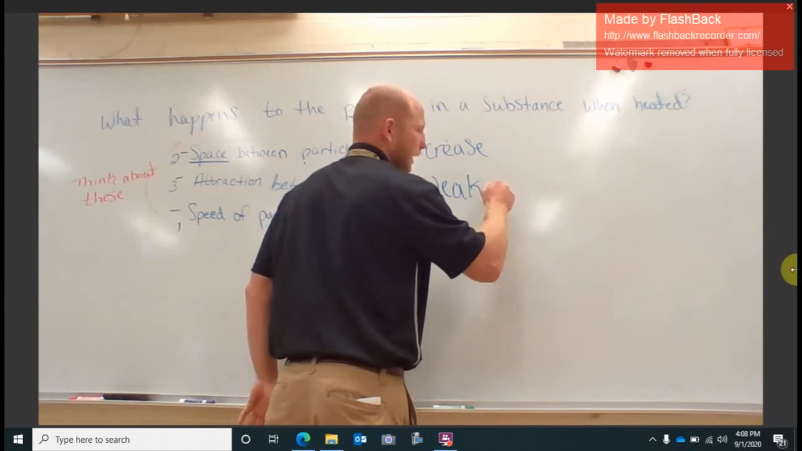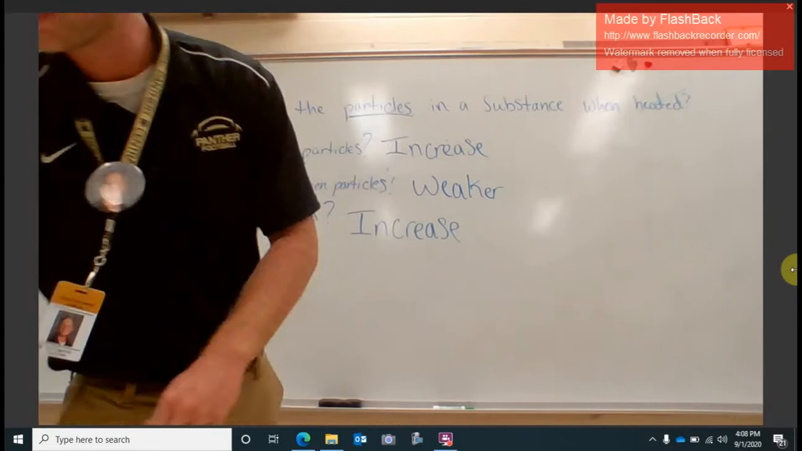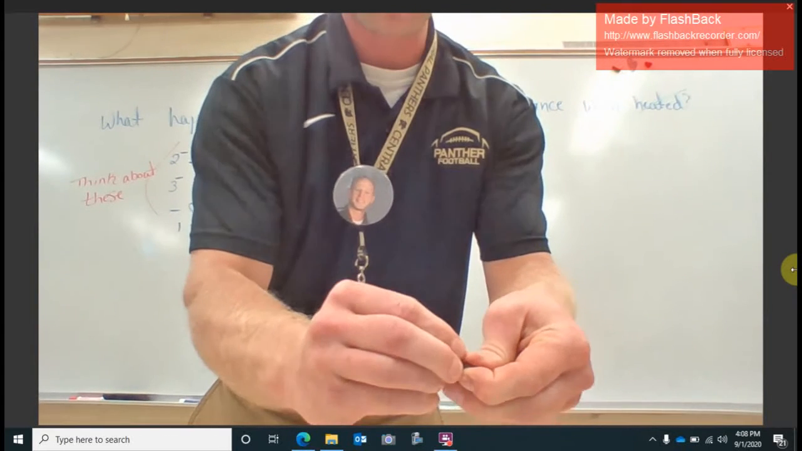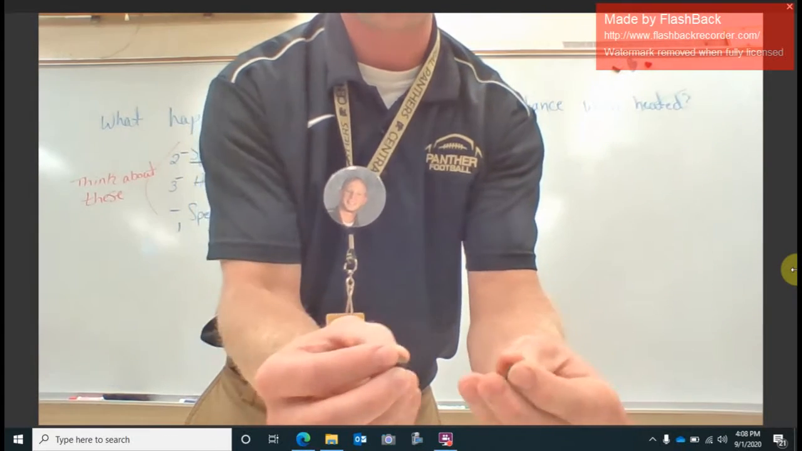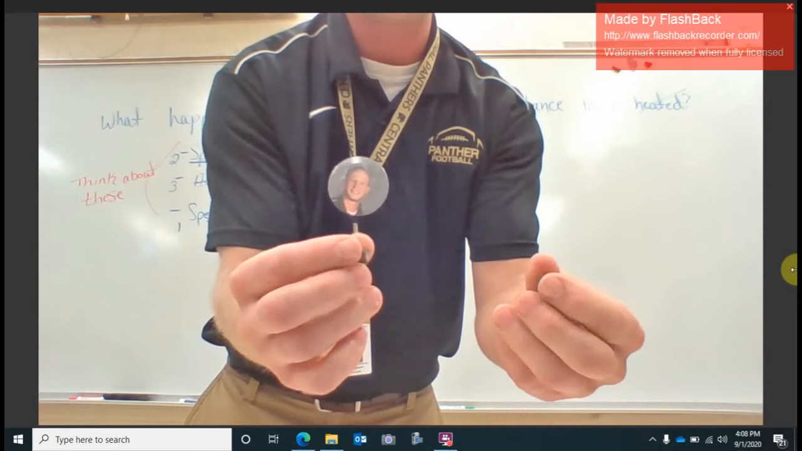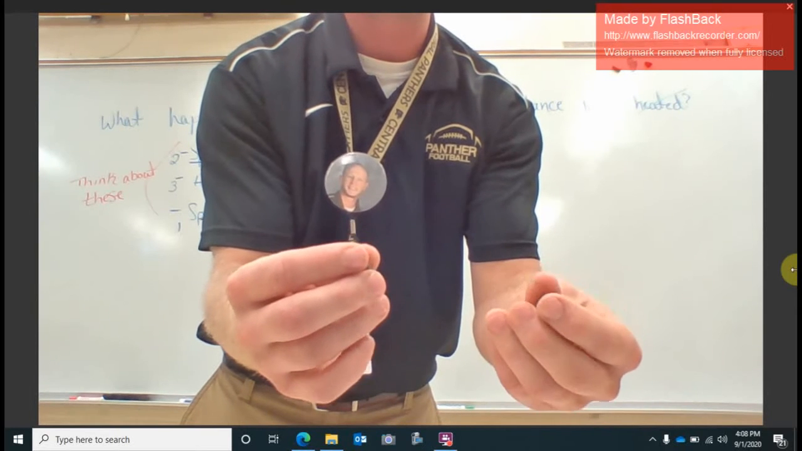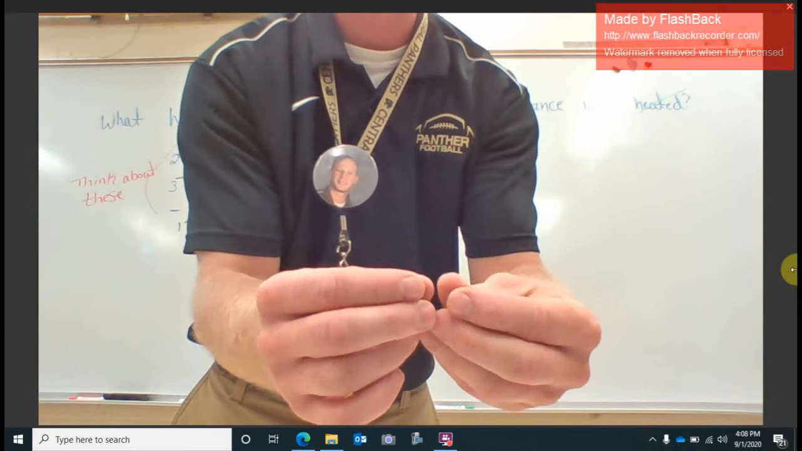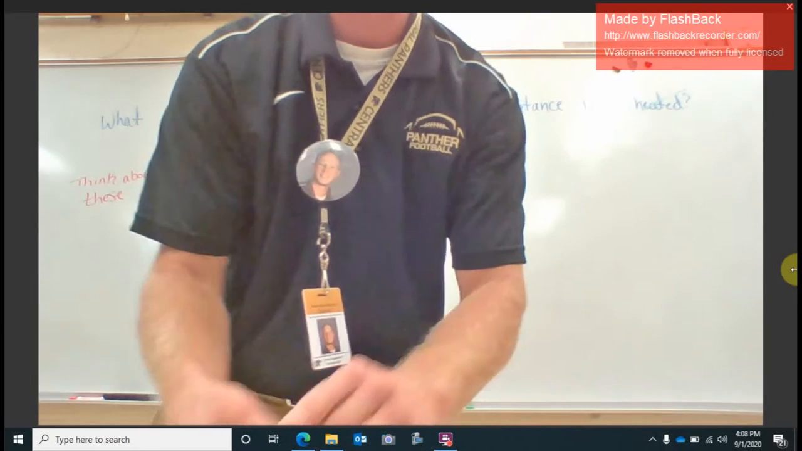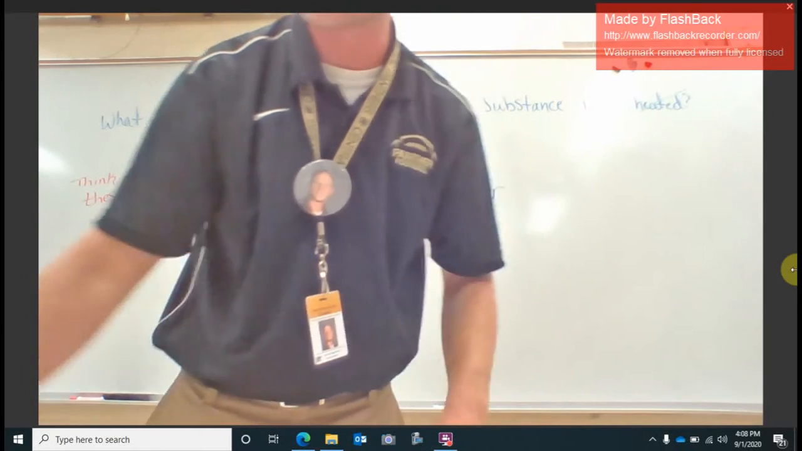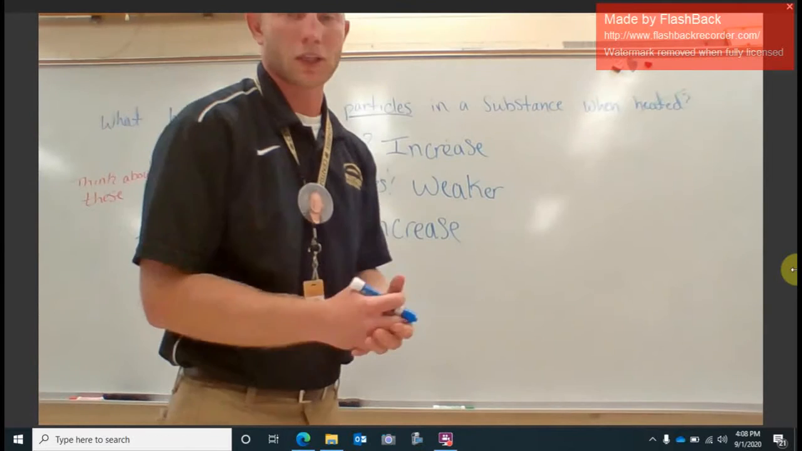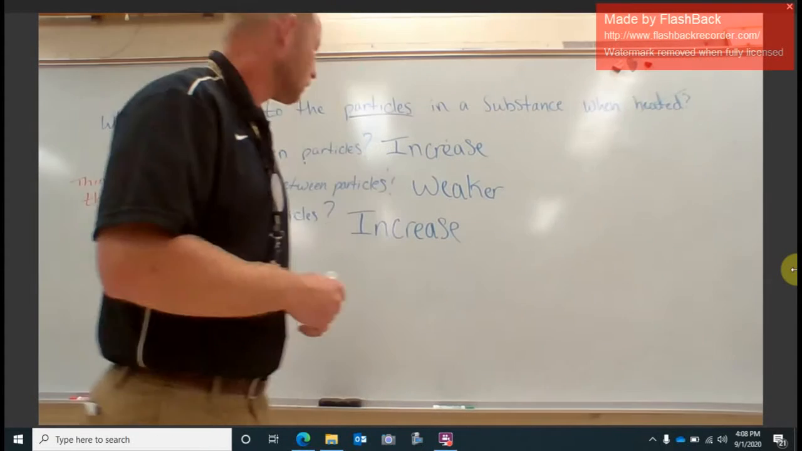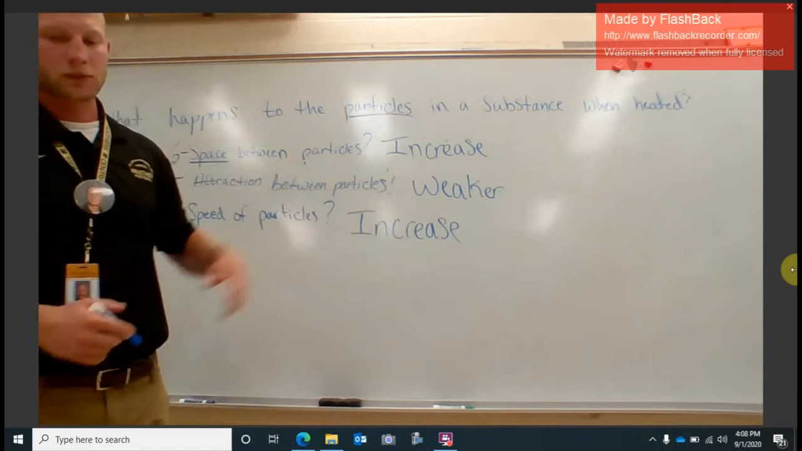So why might that happen? Well, if we think about 2 magnets, it's really hard to get them apart at first because they're so close together. But once I get them apart, I don't even feel the magnetic force between them. As I get them closer and closer together, I start to feel their magnetic attraction. It's pretty much the same principle as 2 magnets. The closer they are, the stronger that attraction. The farther apart they are, the weaker that attraction. This is what happens when we heat up a substance.